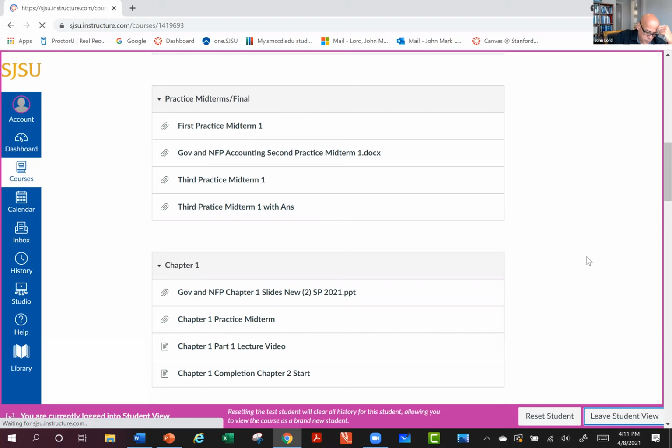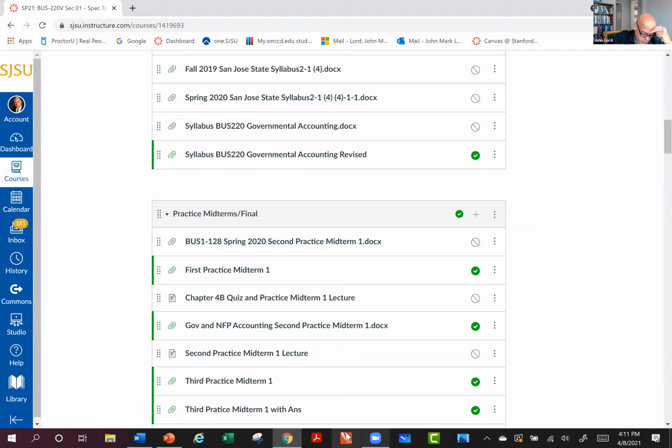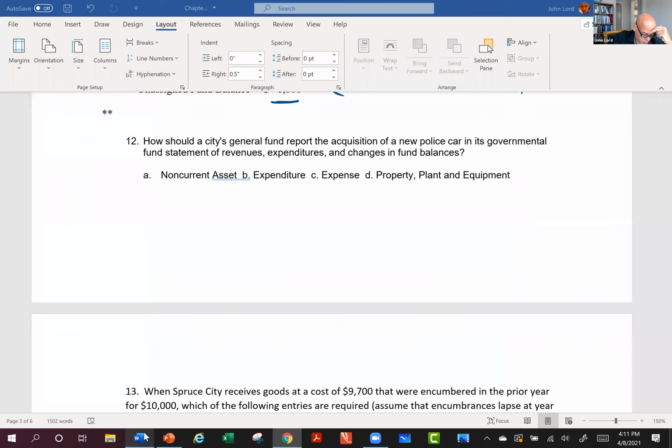Okay, good. Let's go ahead then and keep going with, where were we on the practice midterm for chapter 4? How should a city's general fund report the acquisition of a new police car in the governmental fund statement of revenues, expenditure, and change in fund balance? Expenditure. Good. That's an expenditure, right? Okay, excellent.